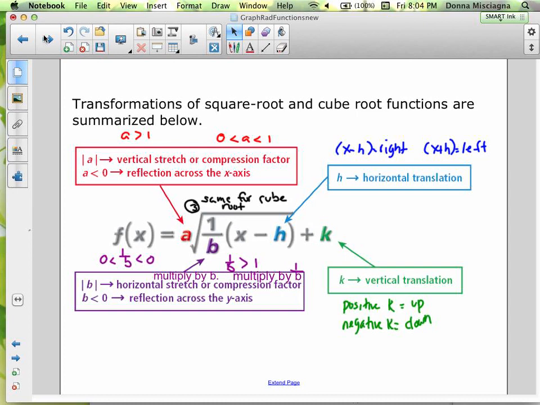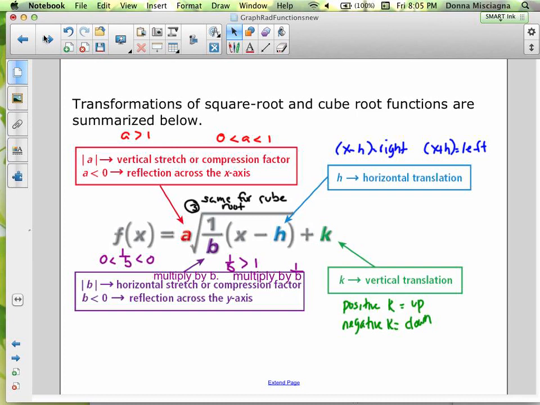All right, so transformations of square root and cube root are shown below. It's the same for square root and cube root. Whether there's nothing there and it's a square root, or the index 3 and it's a cube root, exact same rules. So a is our vertical stretch or compression, and the factor is whatever a is. It's the reciprocal for b. So if we're stretching horizontally, we're going to have 1 over b. If we're shrinking, compressing horizontally, we're going to plug in a b there, it's going to flip, and it's just going to be b.